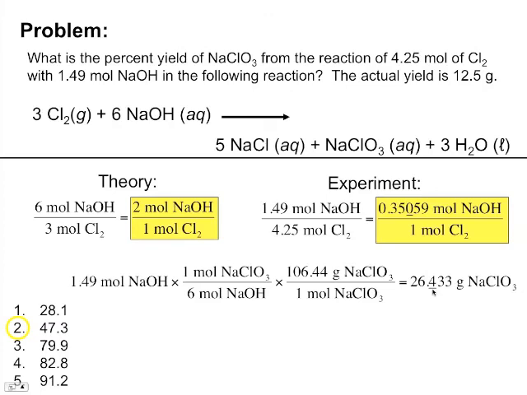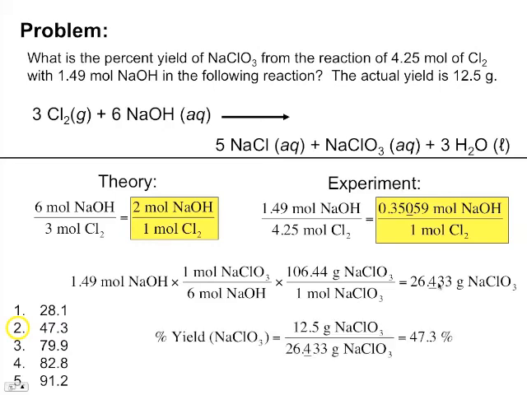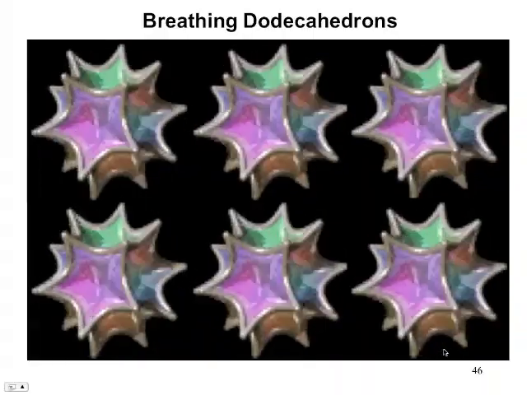But we don't do it yet because we need to calculate percent yield, which is actual yield over the theoretical yield. This is our theoretical yield. So we take 12.5 grams, divide it by this, and then round to 3 places, and you get 47.3%. And we're finished with this chapter.